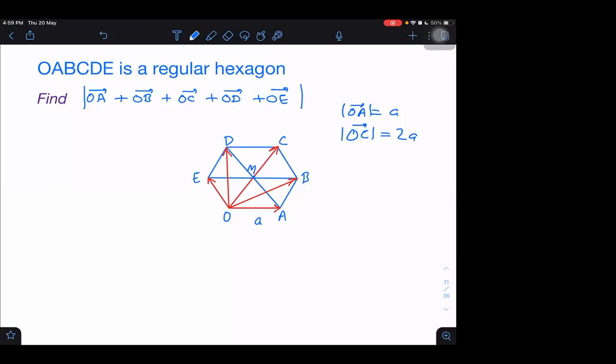One point at the center I am taking as M. This point may be useful. I will tell you why. Because you observe here, how many equilateral triangles are there? 1, 2, 3, 4, 5, 6. There are 6 equilateral triangles.